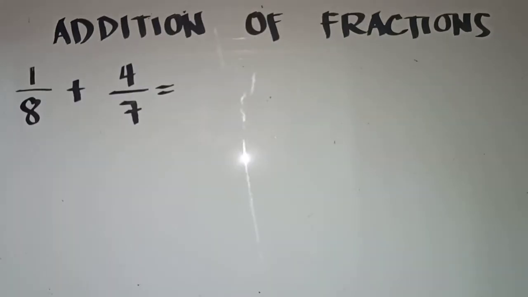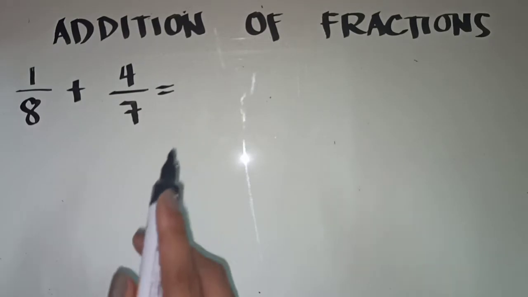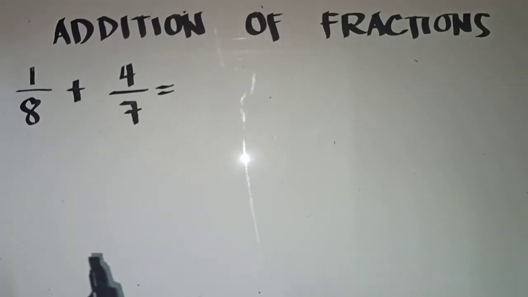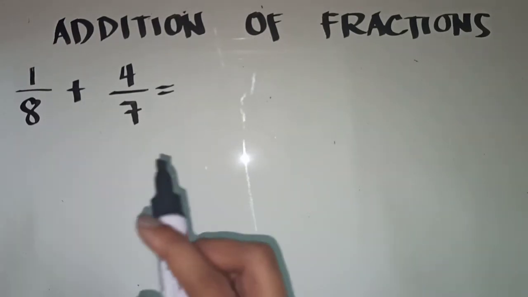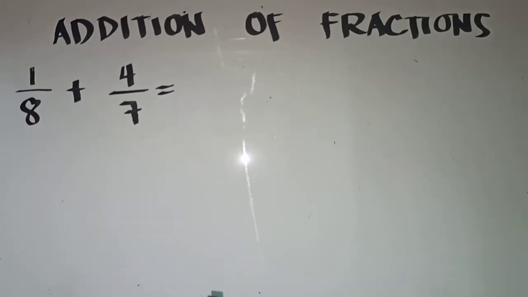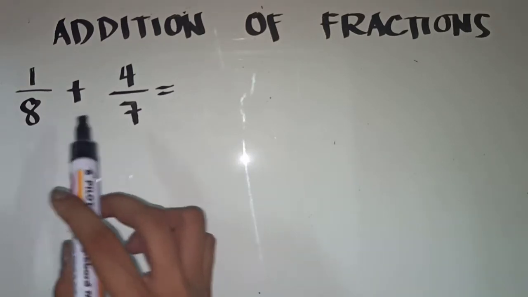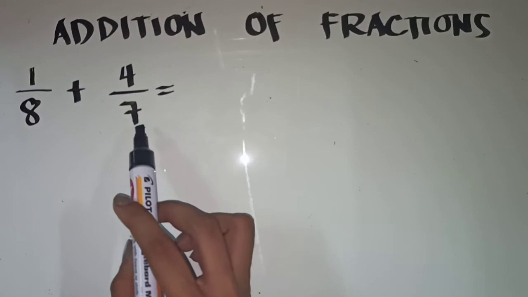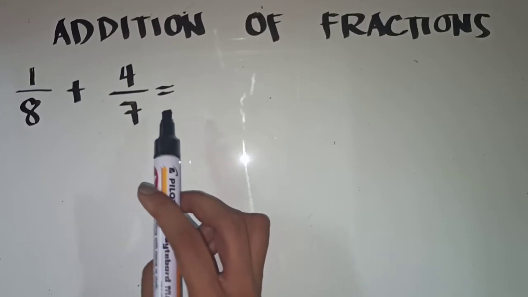Okay, so now, paano naman kung magkaiba yung denominator nila? So, for example, 1 over 8 plus 4 over 7. So, unlike kanina, magkatulad sila ng denominator. Ngayon, magkaiba na. So, ano yung kailangan natin gawin? You need to find the LCD. So, least common denominator, the LCM or least common multiple. Again, hanapin mo ano yung multiples ni 8 and ano yung multiples ni 7 na common sila parehas.